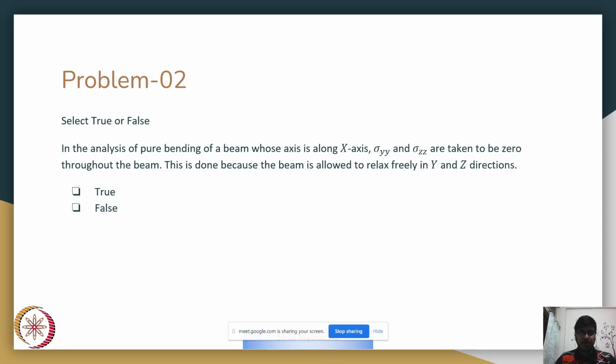Next up, problem number 2. It's a simple true or false statement. We are asked to judge the statement. In the analysis of pure bending of a beam whose axis is along x-axis, sigma yy and sigma zz are taken to be 0 throughout the beam. This is done because the beam is allowed to relax freely in the y and z directions. So is this true? Do you know if this is true?